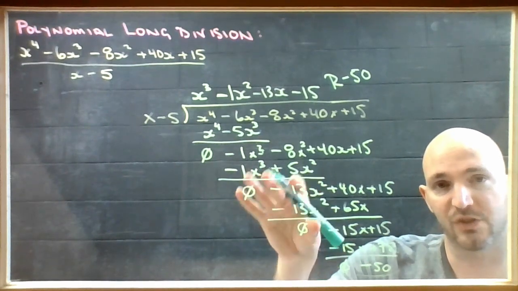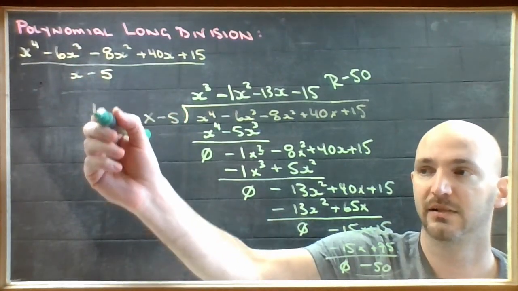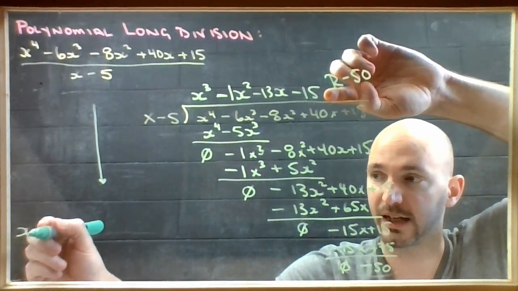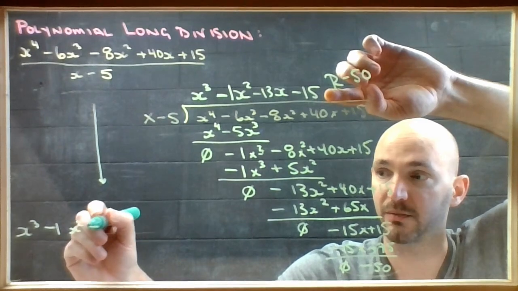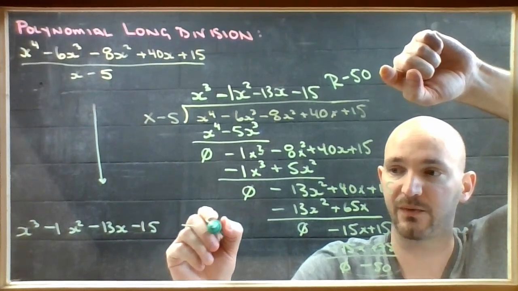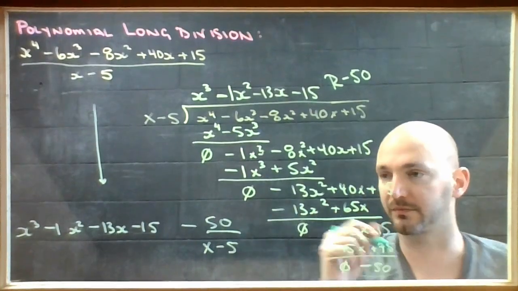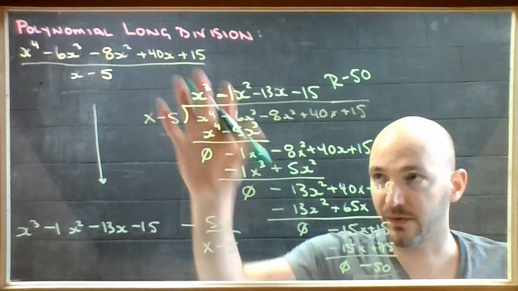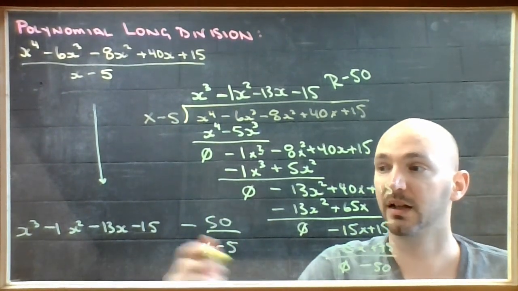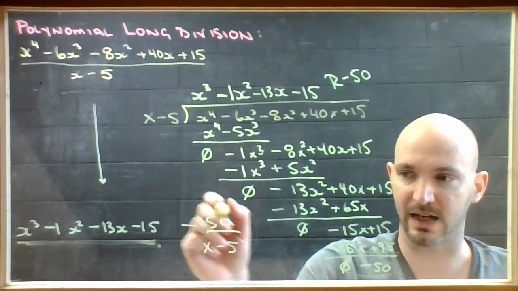So what I've just shown here is that this particular question, if I divide this by this, I could write this expression as this cubic, x cubed minus x squared minus 13x minus 15 minus 50 over x minus 5. So this function up here, as messy as it looks, a power 4 divided by a power 1, looks like a power 3 with this extra little block attached.